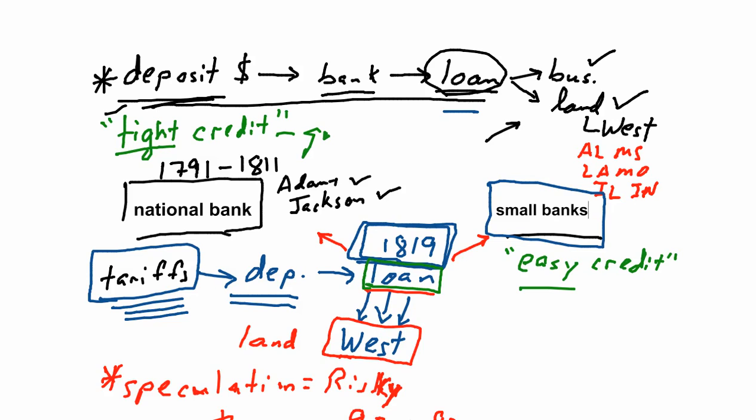Gold and silver coins are tight credit, and easy credit from the small banks is paper money. So: paper loans, gold and silver loans, paper loans. Okay, that's another big difference between small banks and the larger Bank of the United States.